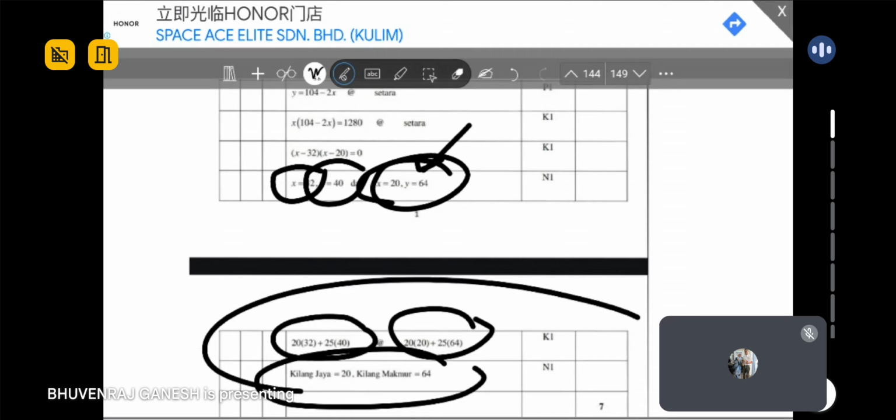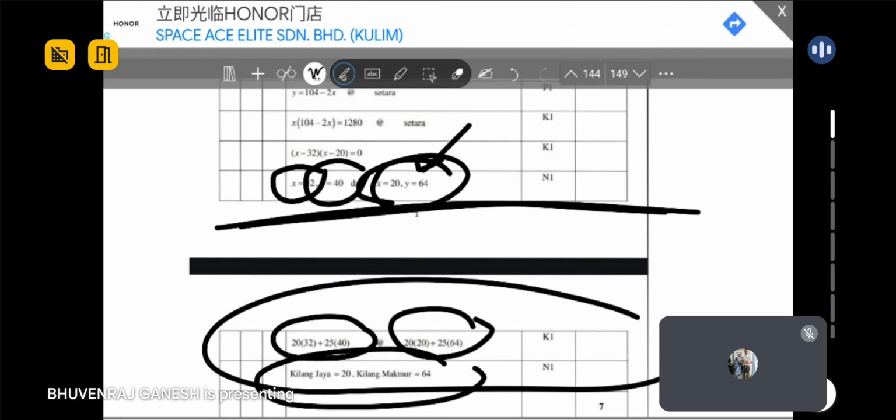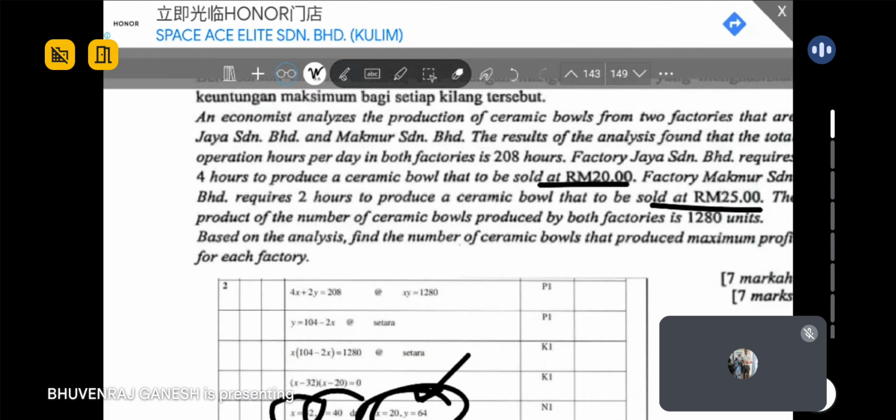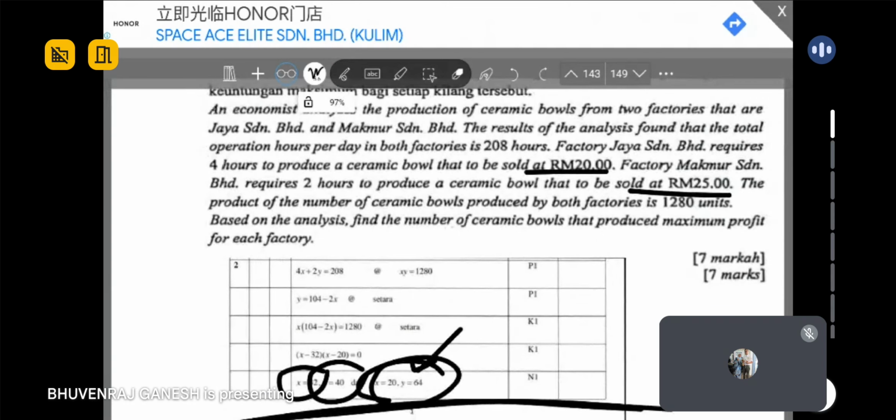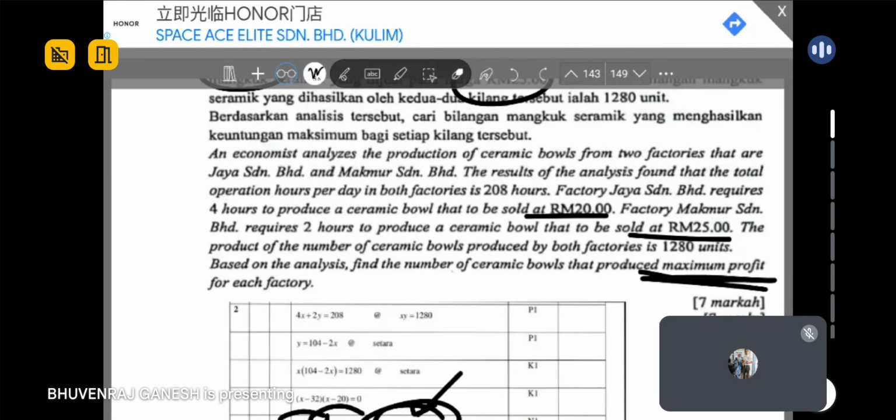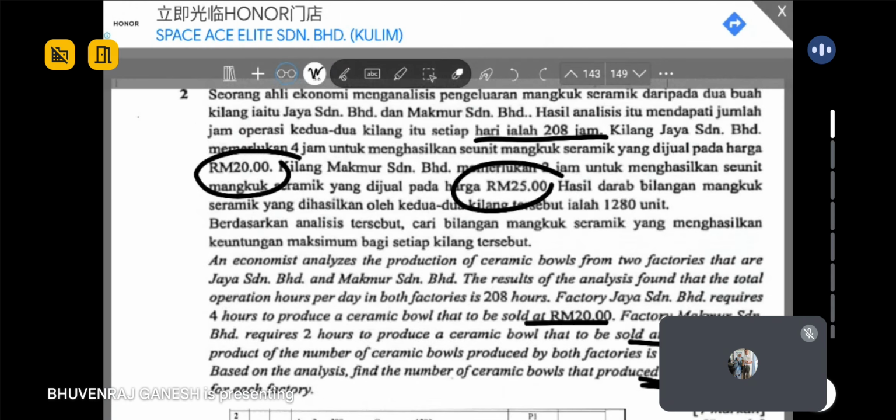So make sure you don't forget this last part. Don't stop over here, because you must compare the cost. Alright? Are you clear guys? Because they say maximum profit. One or two? Come on guys, do you get it?